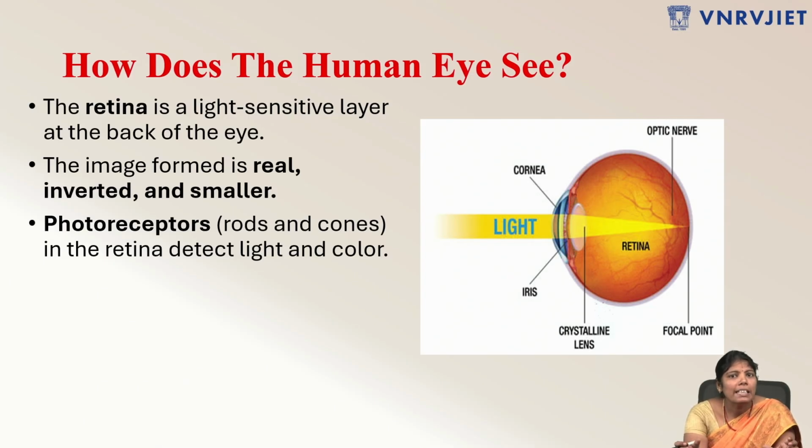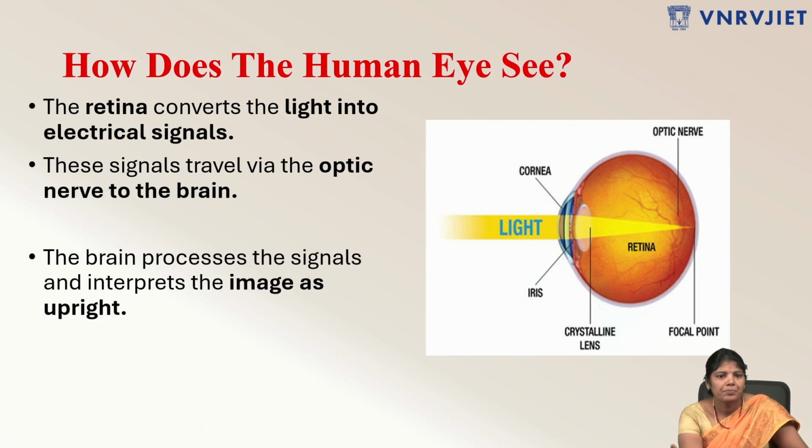In that light we have different wavelengths, different colors, which will be absorbed by the photoreceptors. In the retina we have two different types of photoreceptors, only rods and cones. Mostly rods are helpful to identify low light images, and the cones are helpful to identify color images.